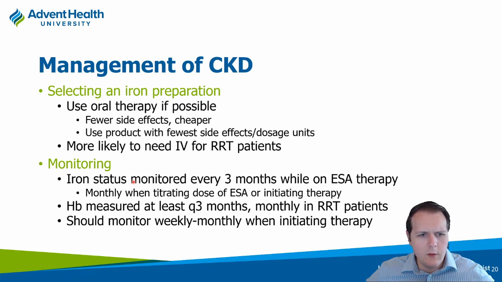In terms of monitoring, you want to monitor iron status basically every 3 months while they're on an ESA, or certainly if they're titrating the dose of the ESA, then you can monitor more frequently. And then typically we'll monitor the hemoglobin about every 3 months or so. But if they're on renal replacement therapy, coming in Monday, Wednesday, Friday for dialysis, they may check it more frequently, like say every month or so. And then again, remember that cutoff point when you want to cut off the ESAs is around, say, 10 to 11 grams per deciliter of hemoglobin.